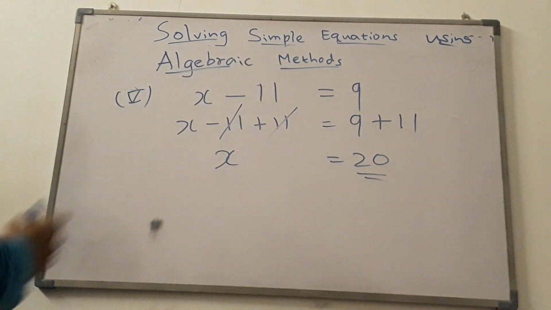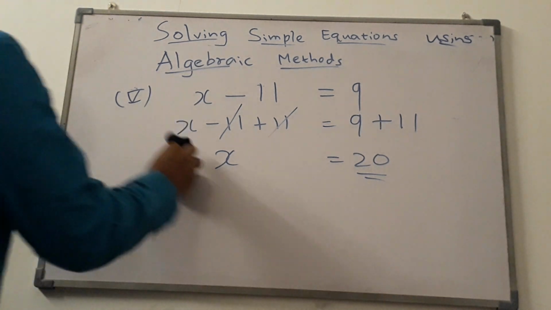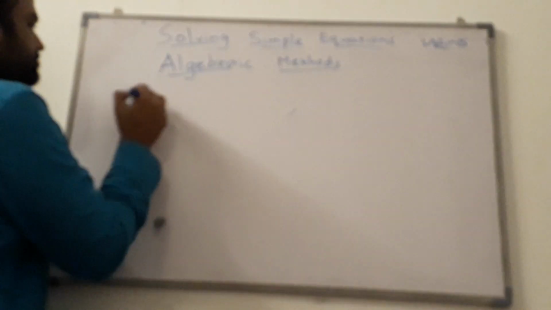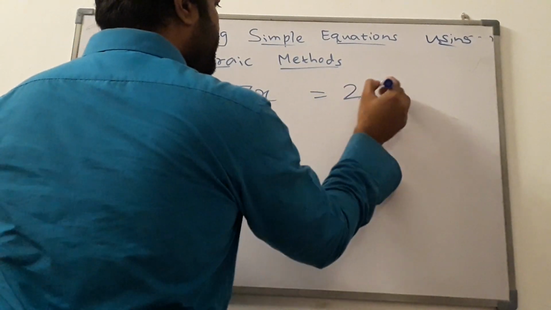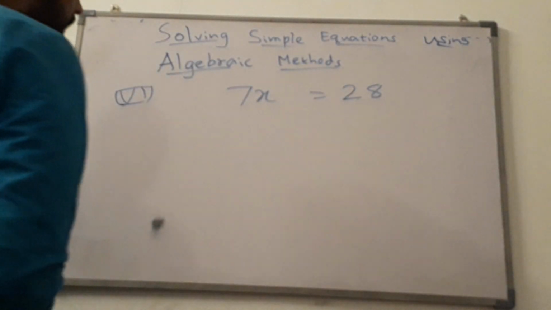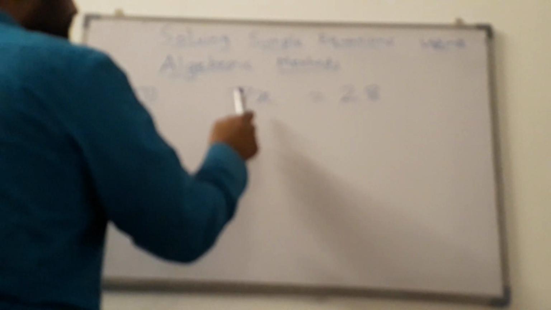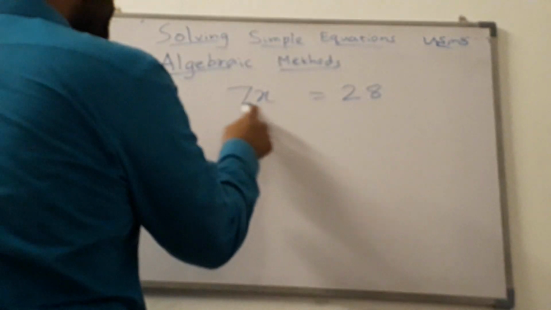20 minus 11 is 9. So this is the solution. Now suppose a sum like this: 7x equals 28. How can we get a solution for x here? There is a coefficient in front of x. There is a number. So to remove this number, what we have to do is divide by the coefficient itself.